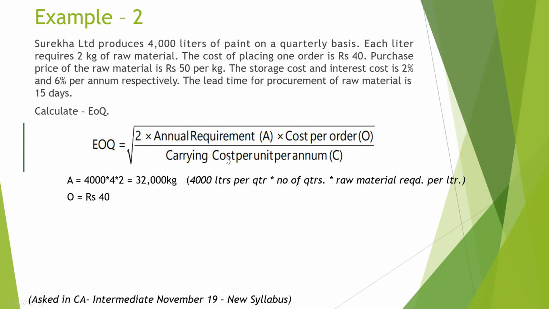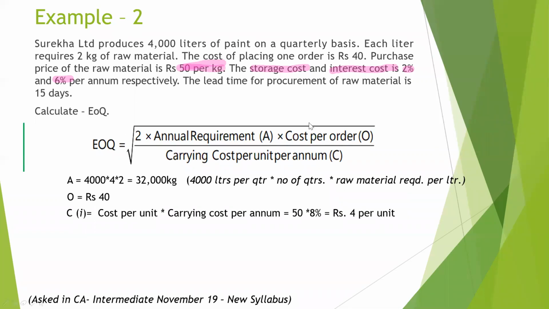The last component, carrying cost per unit. In this, two components of the carrying cost have been given in the question. One is the storage cost and the other is the interest cost. We'll have to add 2% plus 6%, that is a total of 8% cost being incurred. The purchase price is given to be 50 per kg. Therefore, the carrying cost will come to be 50 into 8%, giving us 4 per unit.